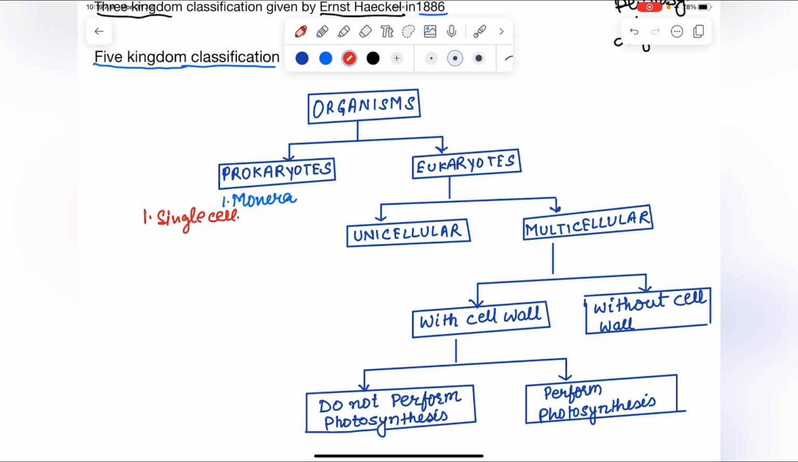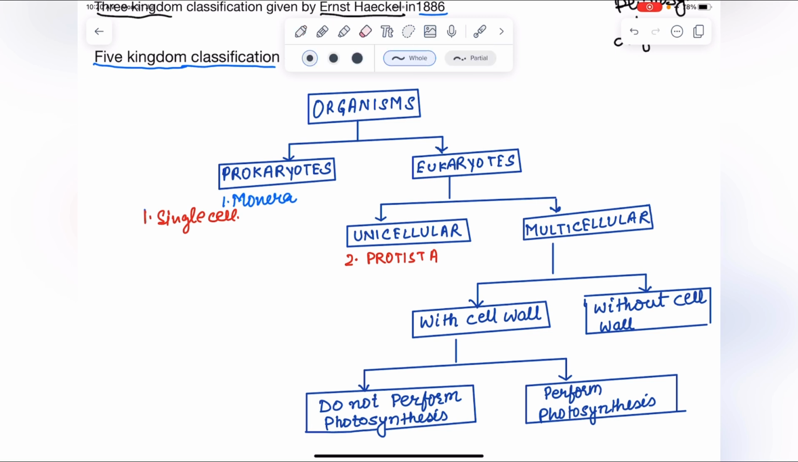The second one is eukaryotes. Eukaryotes are all the living organisms which have a properly developed nucleus. In this, the organisms may be multicellular or unicellular. Unicellular, I told you, is a single cell, and multicellular is many cells. So in eukaryotic unicellular, the second kingdom will come, that is kingdom Protista. Protista will come under unicellular eukaryotic.